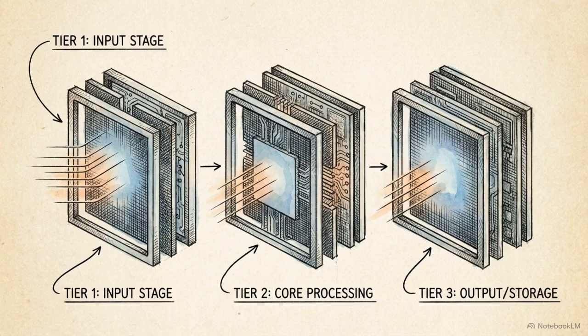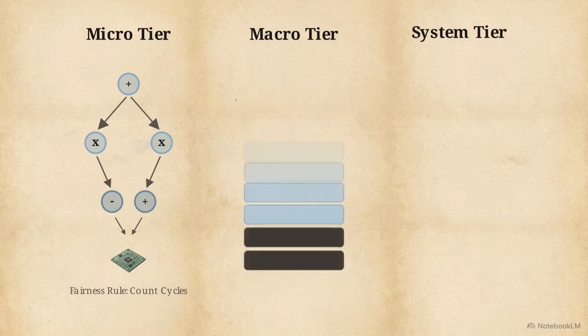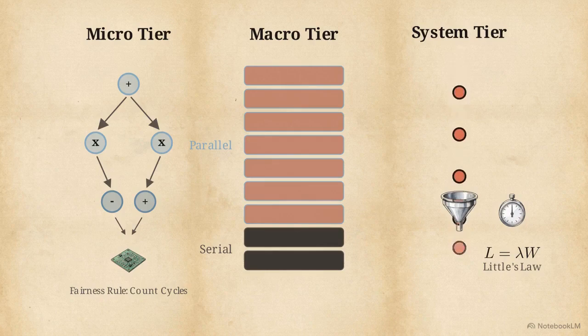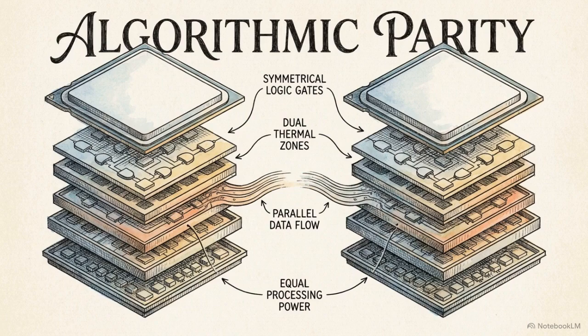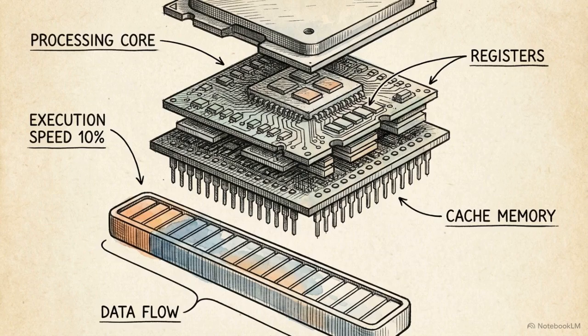True system evaluation happens across 3 tiers. We must analyze the algorithmic data flow, scale up to the program logic, and finally map the physical queuing physics of the entire network. We start at the micro level. Here, we examine individual CPU cycles and apply the fairness rule of algorithmic baselines. Before we can determine how fast a parallel system operates, we have to prove exactly how slow the most efficient sequential version of that task actually is.